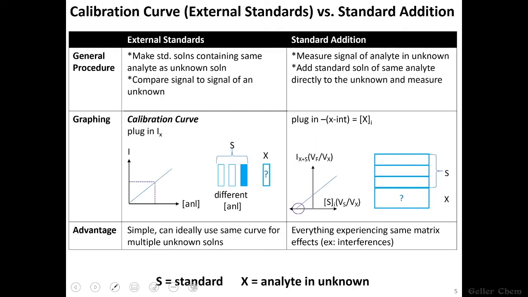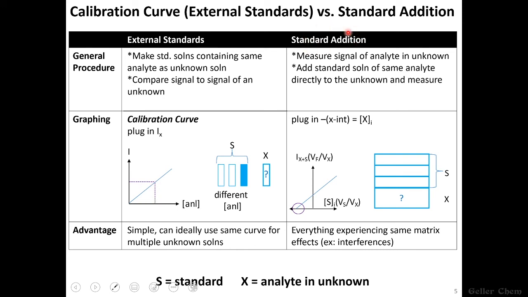Now let's just quickly compare and contrast what we've learned in the past, the calibration curve, which utilizes external standards that are completely independent of the unknown we're studying, versus the standard addition where the standards go directly into the unknown that we're studying. So the general procedure was just described. For external standards, we just make them separately, and then we compare their signal to the unknown signal. And we do that by constructing the calibration curve graph from our standards data, and then we plug in the intensity of the unknown and solve for the x value.